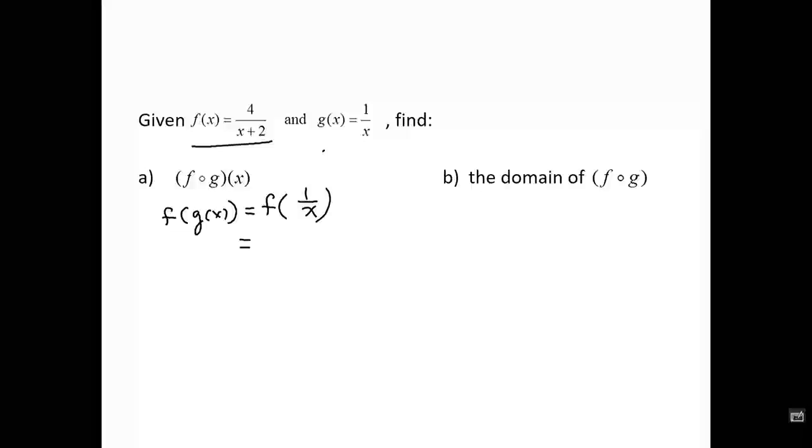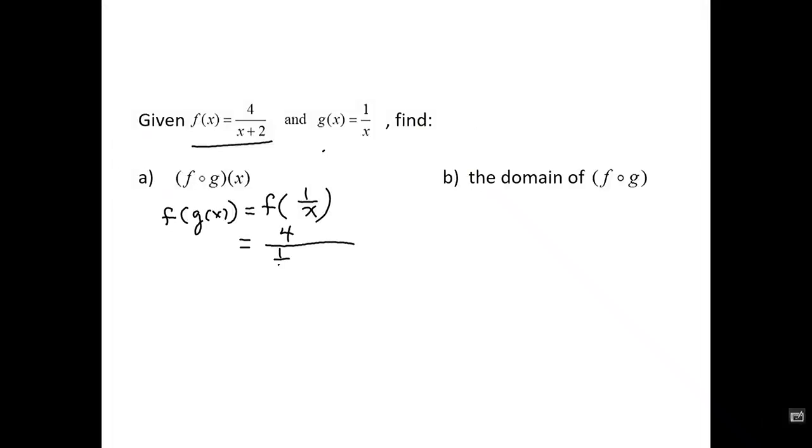So f of 1 over x is going to be 4 divided by 1 over x plus 2. And let's simplify this. So we simplify the denominator, we have 4. So we have 1 plus 2x over x, which is 4x divided by 1 plus 2x. So this is f of g of x.